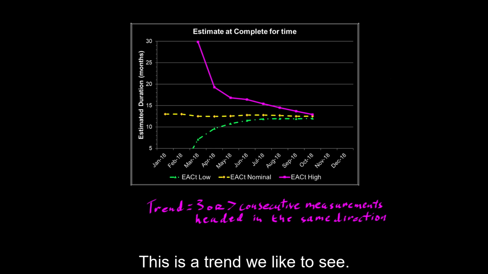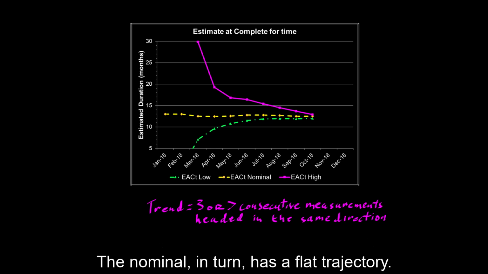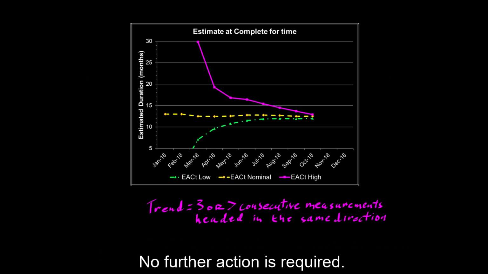This is a trend we like to see. High and low bounds converge symmetrically on the nominal. The nominal, in turn, has a flat trajectory. It means that the estimates will be fairly close to the actual outcome. No further action is required.